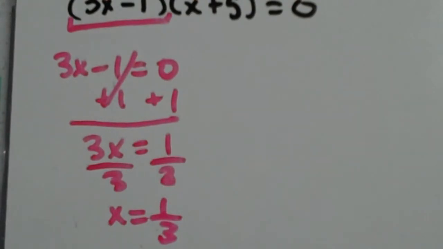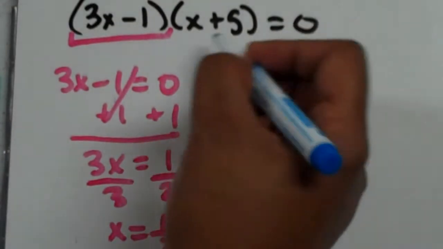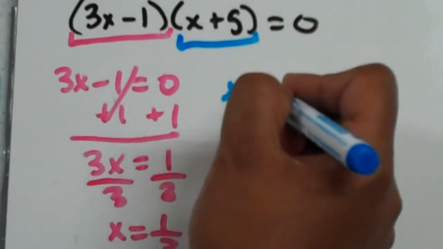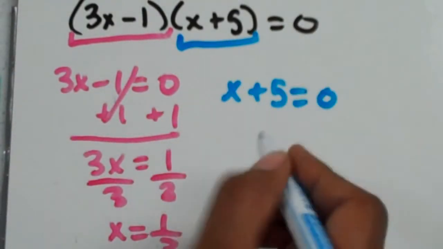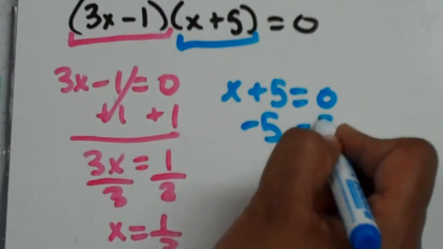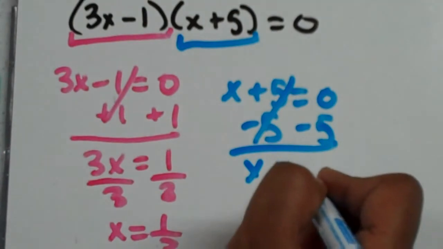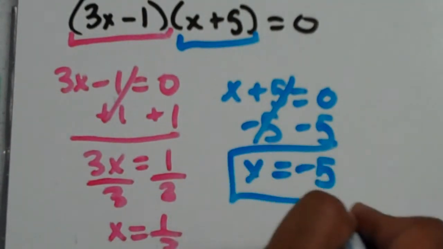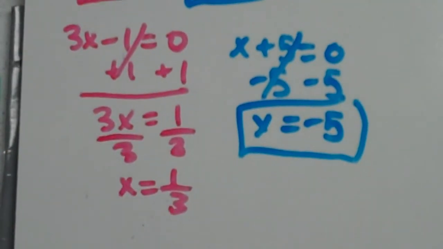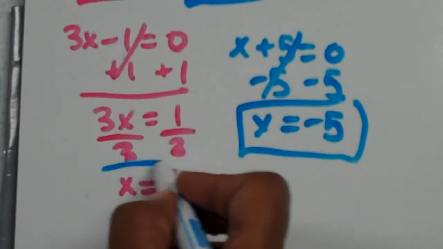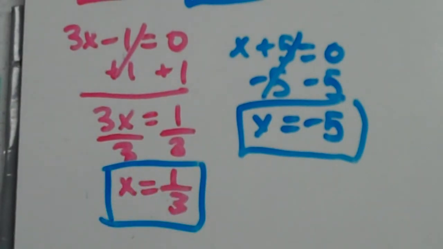Now let's try the other factor. Our other factor here is x plus 5. So we set x plus 5 equal to 0. Subtract 5 from both sides. And we have x is equal to negative 5. So that is our second solution. And x is equal to 1/3 is our other solution.